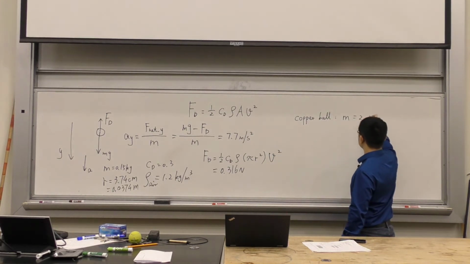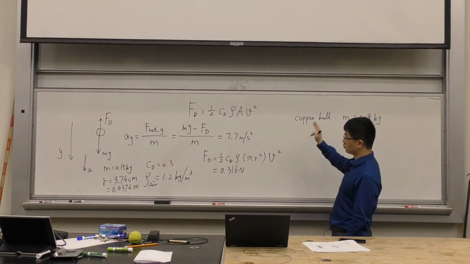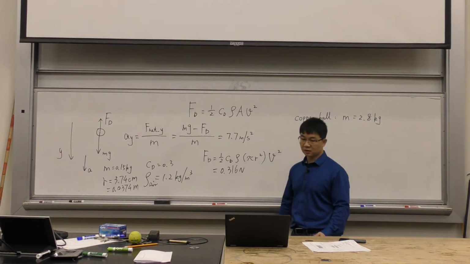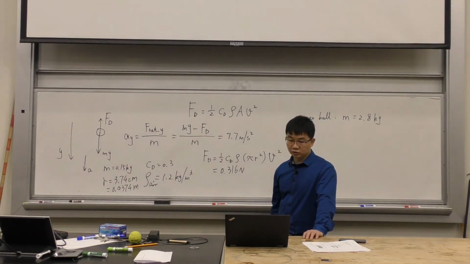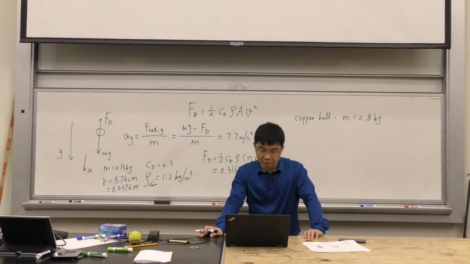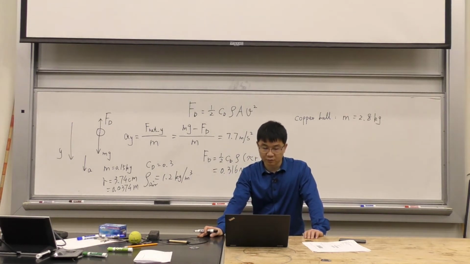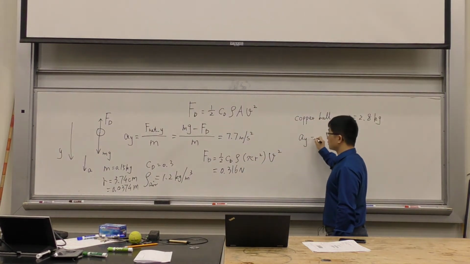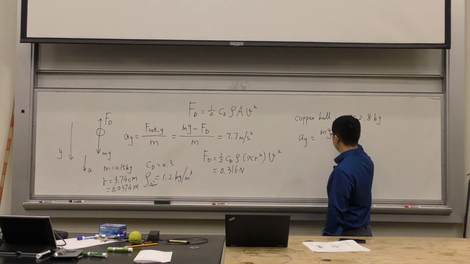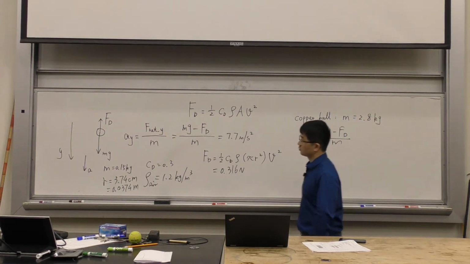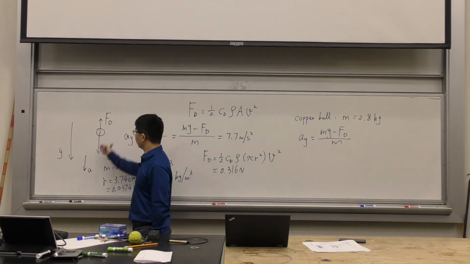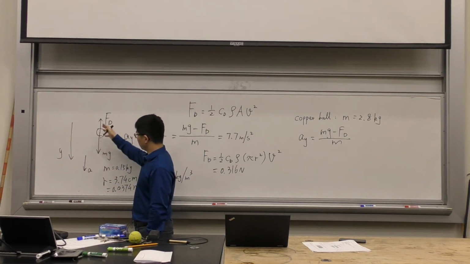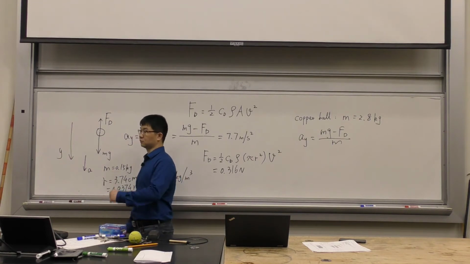So the mass is 2.8 kilograms. But that's the only difference between these two questions, right? The radius, we make them the same size. The coefficient is still 0.3. The density of air is still 1.2 kilograms per cubic meter. I still want to find the acceleration of the copper ball with air drag when the speed of the ball is 20 meters per second. So everything is the same, only this is different. So the acceleration is still going to be, because the free body diagram is going to be the same, right? Doesn't matter if it's a copper ball or baseball falling. Gravity down, drag up. Acceleration is still down because it's falling, right?